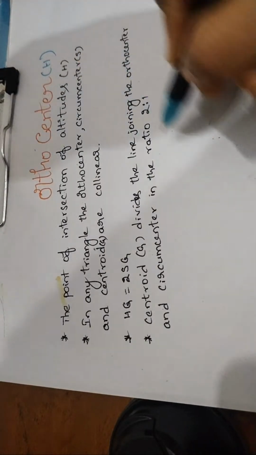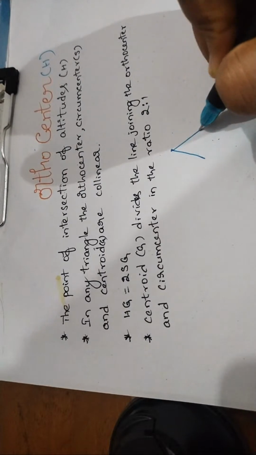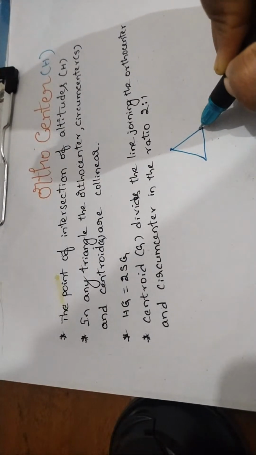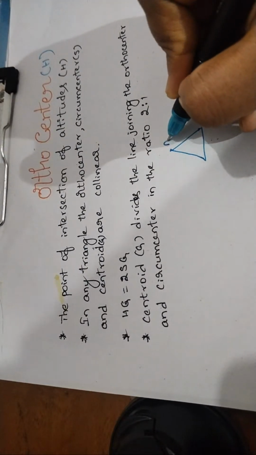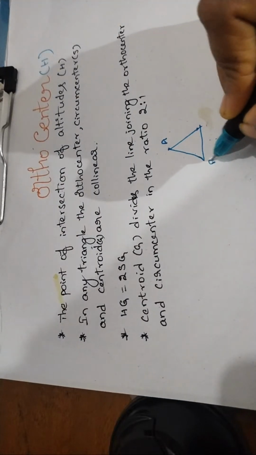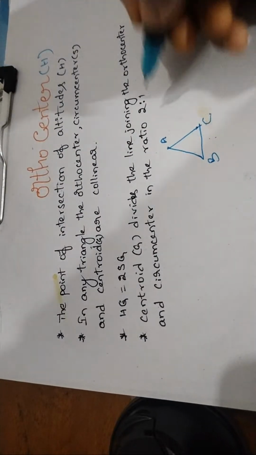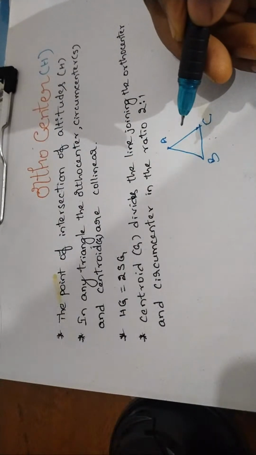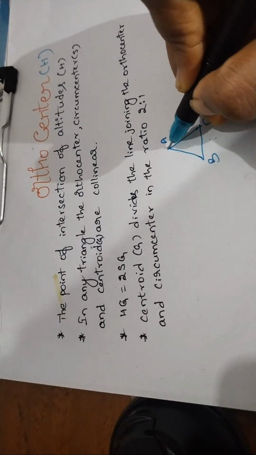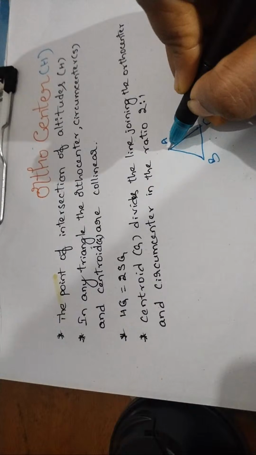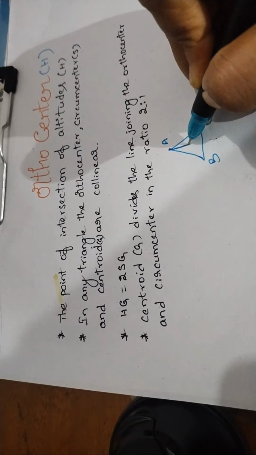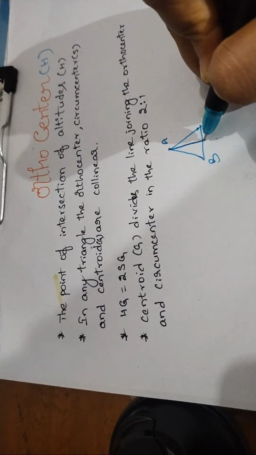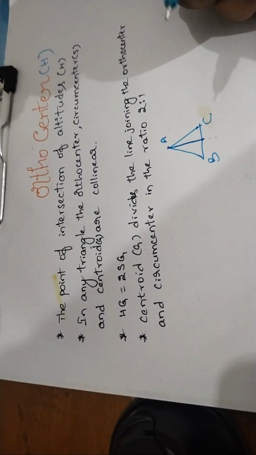For example, I'll take a triangle having vertices A, B, C. Now I want to draw the altitude. I will select any one vertex. From this, I will take the altitude to the opposite side. So this is one altitude.